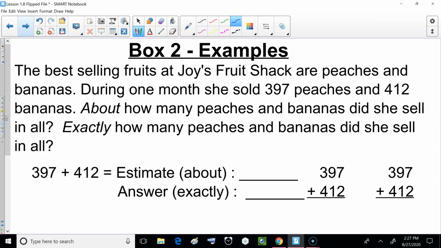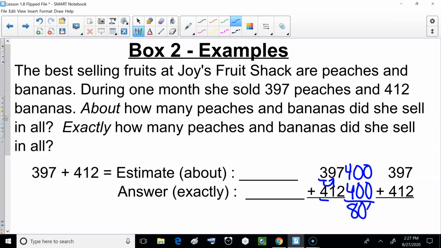Notice there are 2 questions here, so that means I'm going to need 2 answers. So about, we know that about's kind of an estimate. So we're going to estimate these numbers right now. They both have 3 digits, so we're going to look at the hundreds place value. If we're going to estimate and round, we're going to look at the tens place value. The 9 causes my 3 to go up to a 4, and the other number stays zeros. The 1 causes the 4 to stay the same, and the rest turn to zeros, so I add it up.